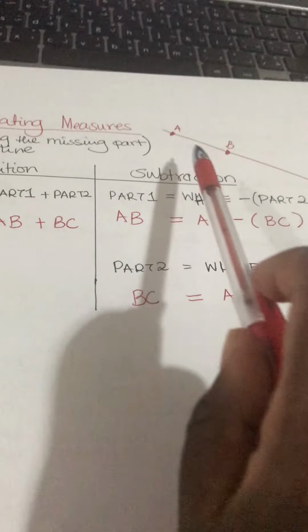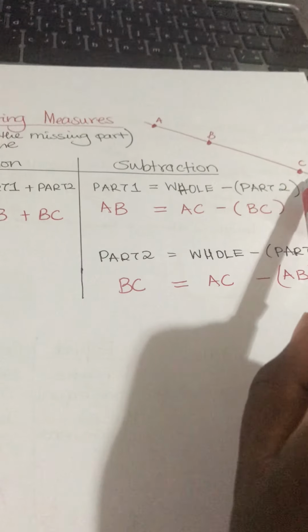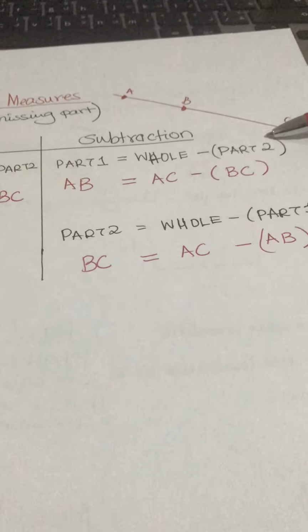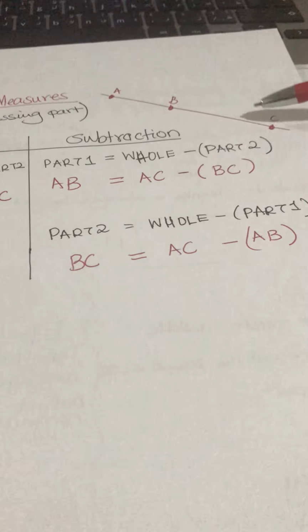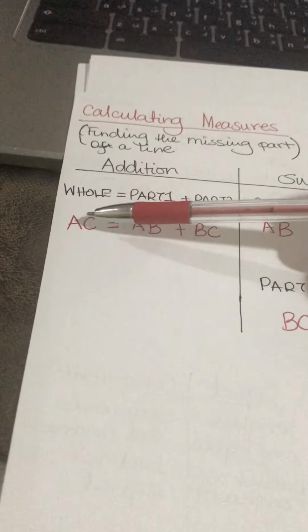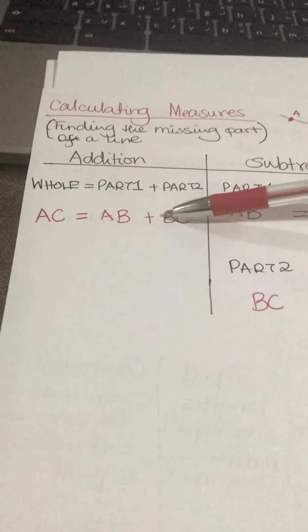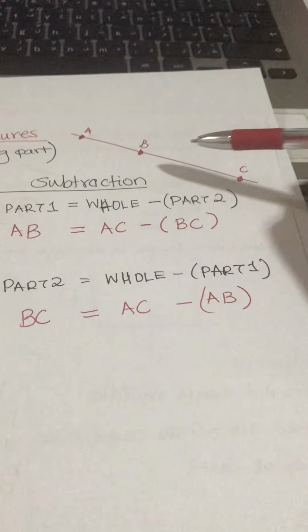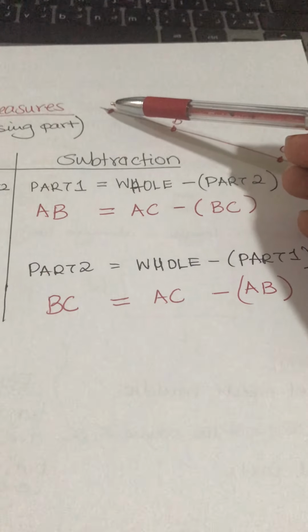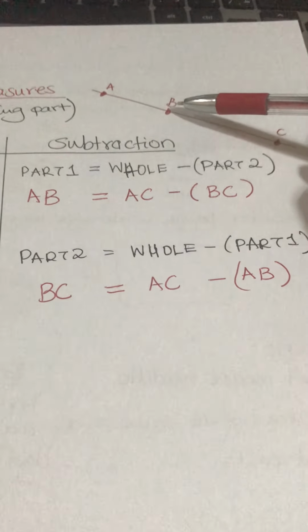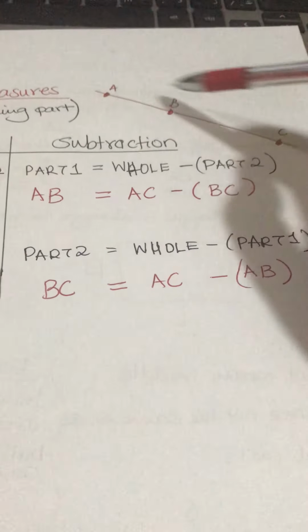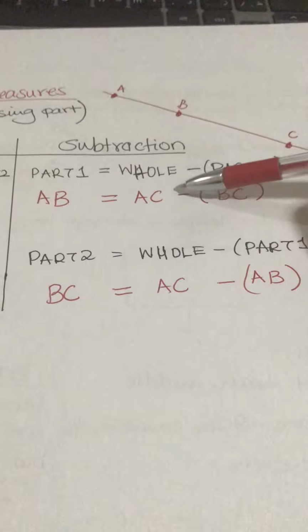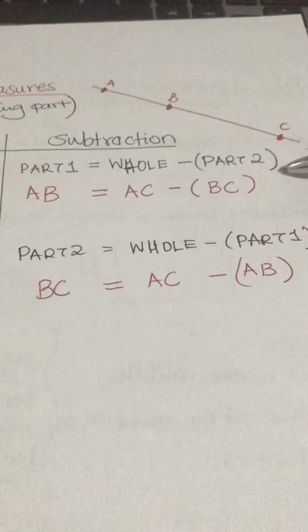So always write whole equals part 1 plus part 2. If we are adding, I found AC by adding AB and BC, so AC equals AB plus BC. I can also do this a different way. For me to find AB, I need to remove BC from AC. So that's what I wrote.